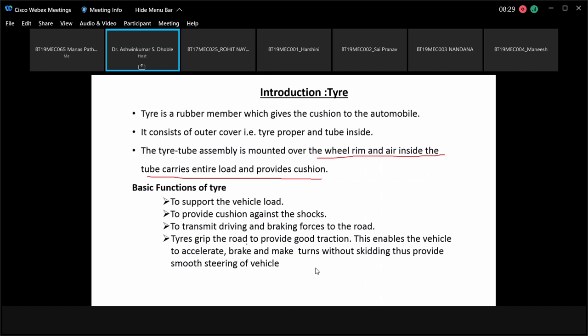So it says that without a tire, it is used to accelerate, brake, and make turns without skidding, thus providing smooth steering of the vehicle. So these factors are important as far as the tires are concerned.